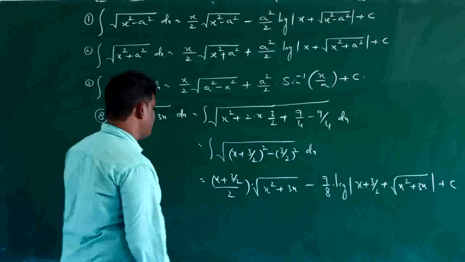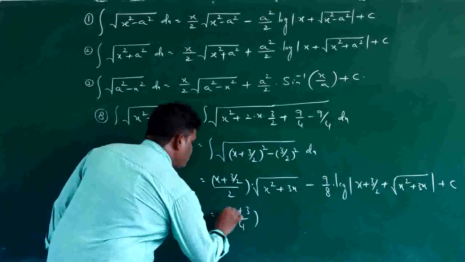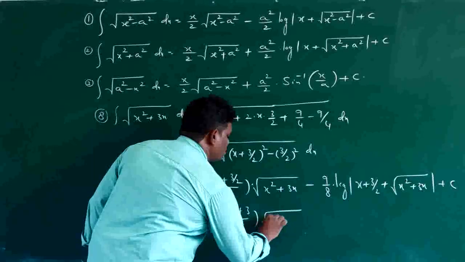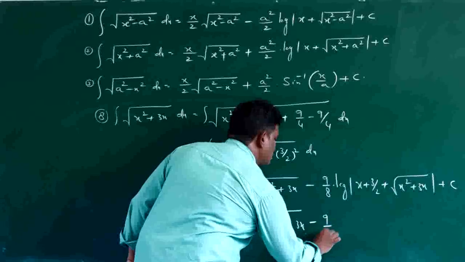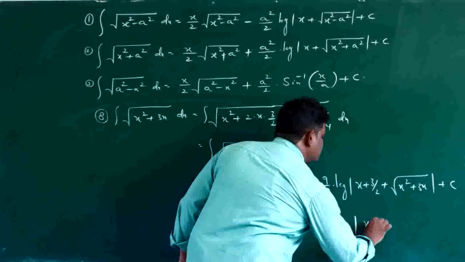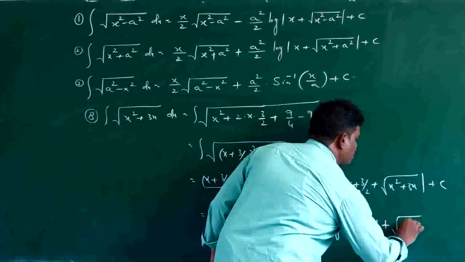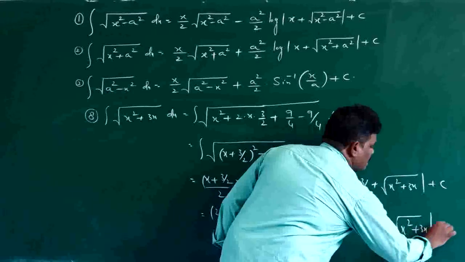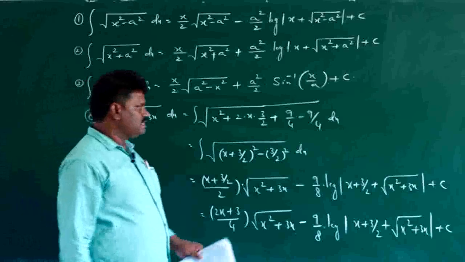Otherwise, if you want to simplify, it is equal to (2x + 3)/4 square root of x² + 3x minus 9/8 into log of x + 3/2 + square root of x² + 3x plus c value. Okay? So this is the eighth one. Next, ninth one.